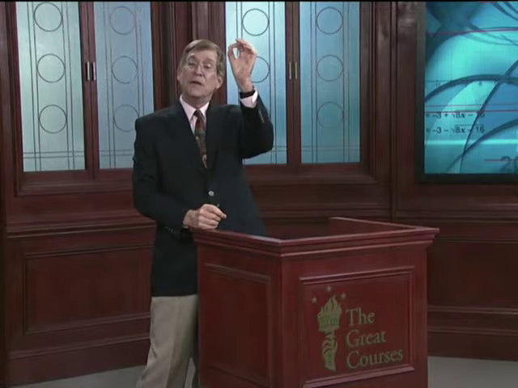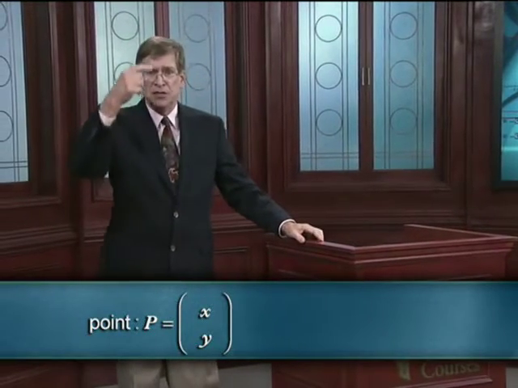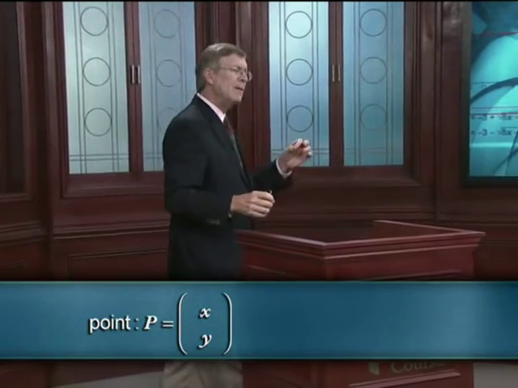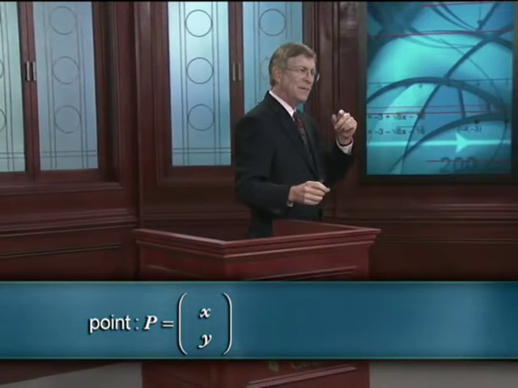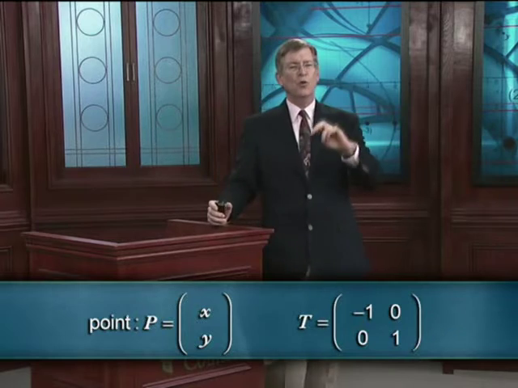Okay, we're going to consider points in the plane. But rather than write them as ordered pairs x, comma, y, I'm going to write them as a column, x, y. You'll see the reason, because I have to multiply it by a matrix, and I have to have it as a matrix 2 by 1, 2 rows, 1 column. So the points are vertical matrices, x, y.